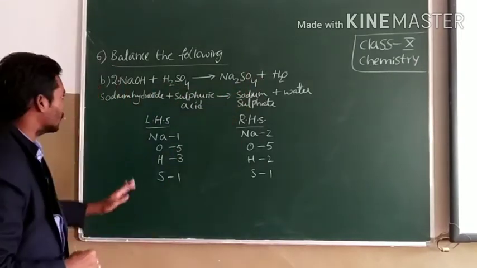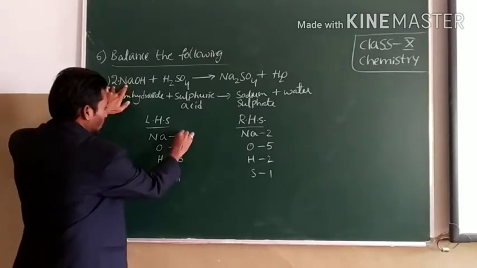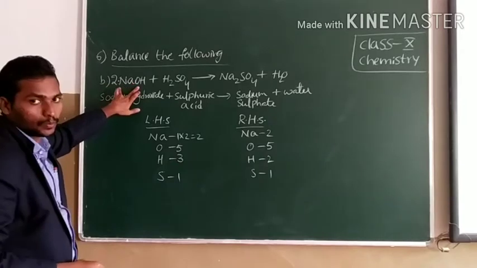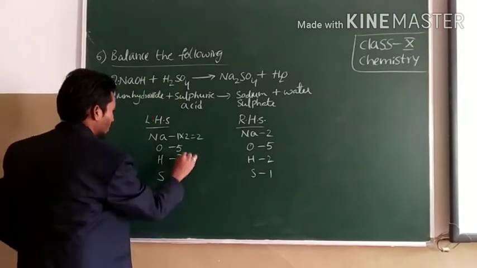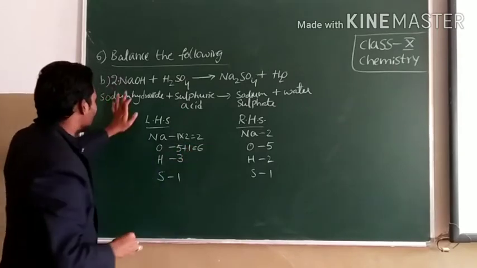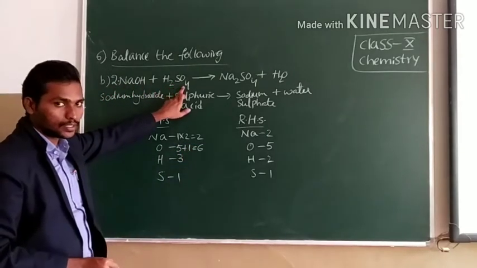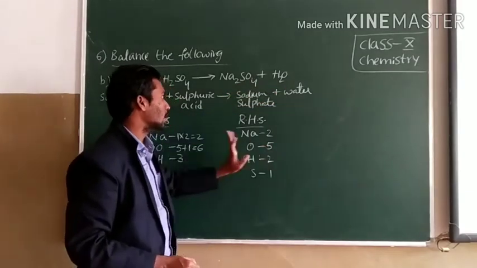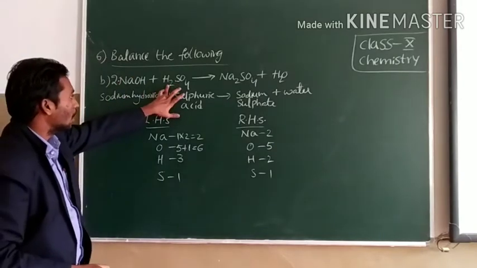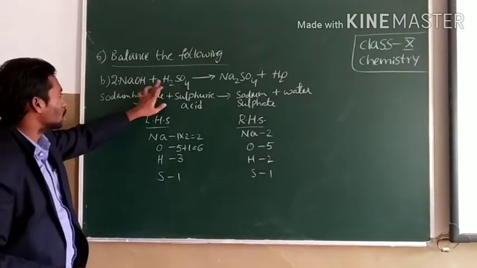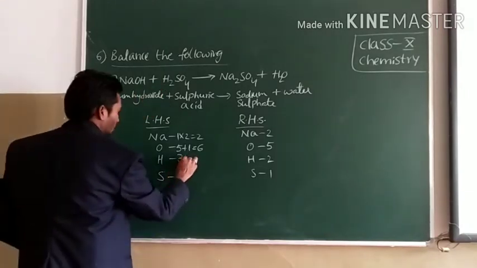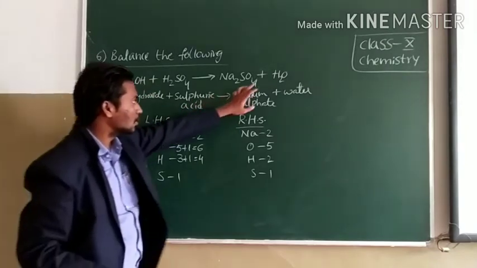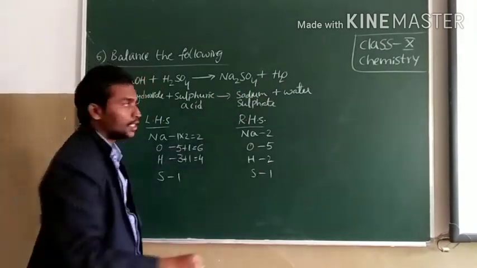Let us verify the equation. 2 sodium atoms on LHS side, so write 2 here. 1 2s are 2, and 2 into oxygen atom, 2 oxygen atoms here, and 2 plus 4, 6 oxygen atoms on LHS side. On RHS side, here 4 plus 1, 5. Next, hydrogen atoms. 2 hydrogen atoms here, and here 2. 2 plus 2, 4 hydrogen atoms on LHS side. On RHS side, only 2 hydrogen atoms are present. So write 2 here.